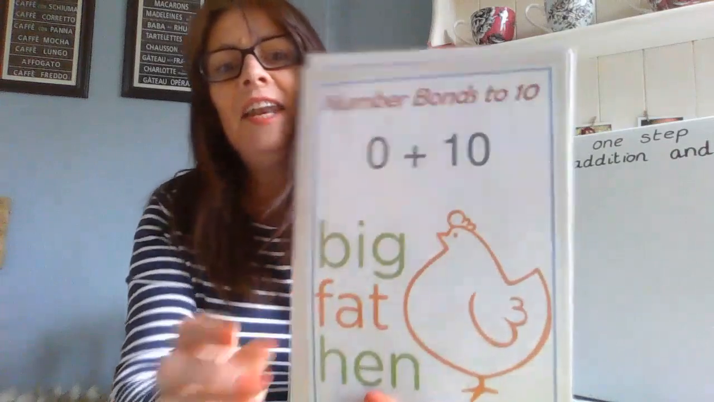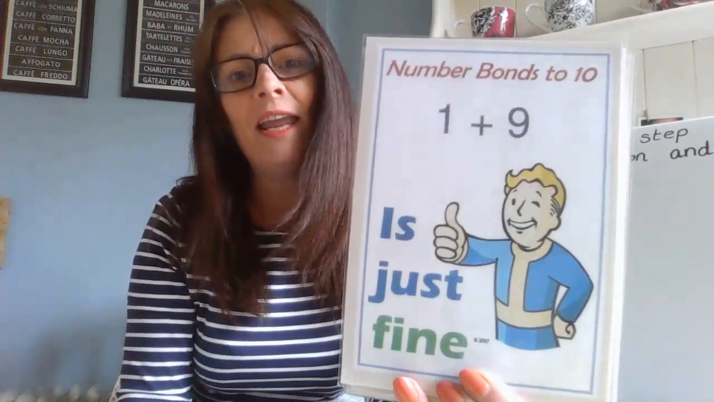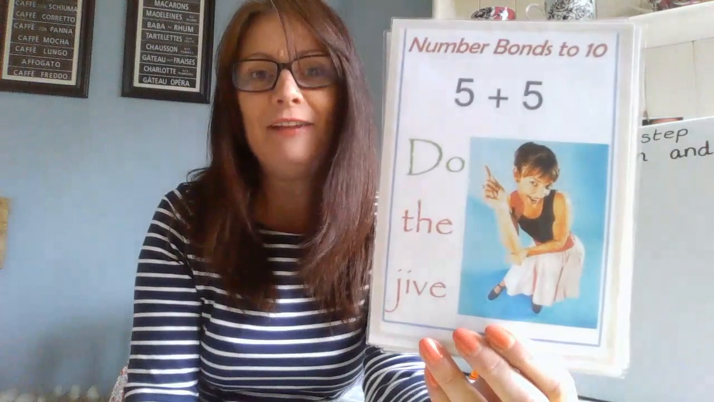0 and 10, big fat hen. 1 and 9 is just fine. 2 and 8, sit up straight. 3 and 7, all the way to heaven. 4 and 6, it's a clever mix. 5 and 5, do the jive.